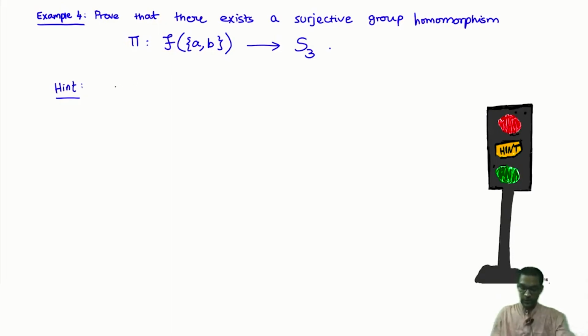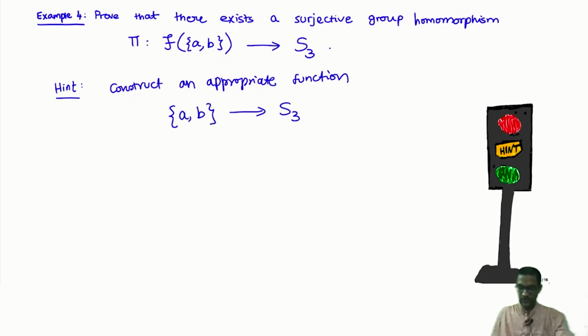Well, all you have to do is to just construct a set map, an appropriate function from just a set AB to the group S3. It has no additional property, it's just a function. If you construct an appropriate function, then use the universal property to obtain a group homomorphism from the free group.